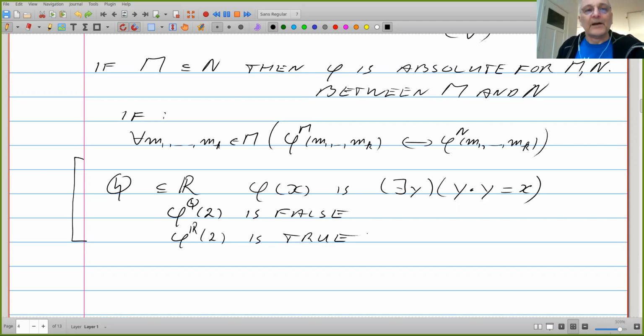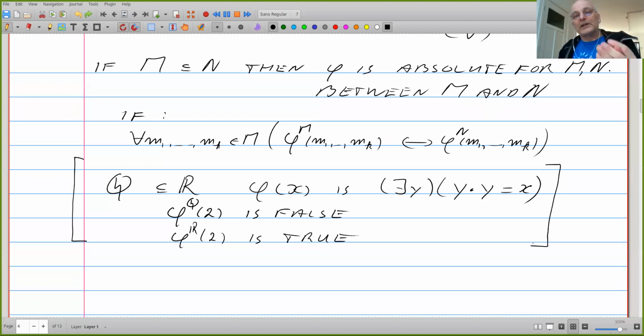between Q and R. Like I said, it's got nothing to do with set theory, but it's one of the simplest formulas that I could find that is not absolute between two structures. And this is the kind of thing that you have to be looking at.